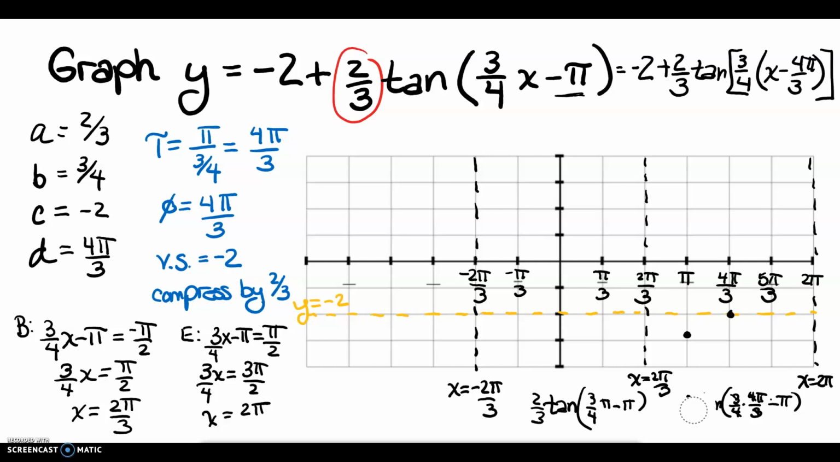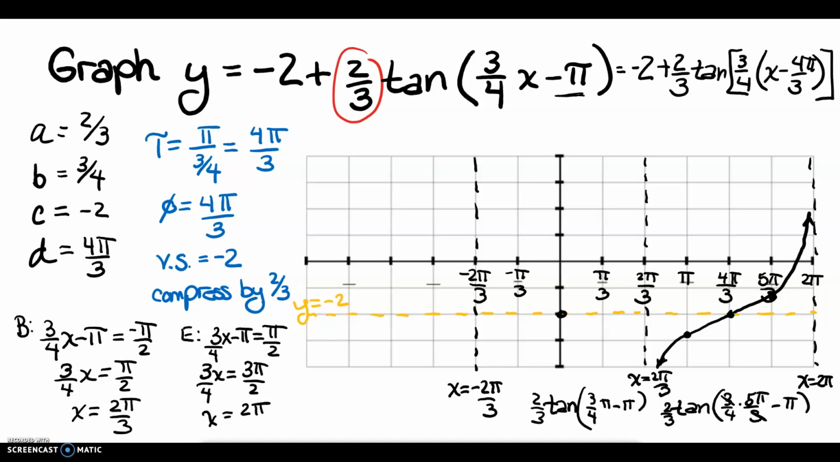And then I need my last quartile mark. Tangent of 5 pi over 3. So 3/4 times 5 pi over 3 minus pi. That cancels out. 5/4 minus 1 is 1/4. Tangent of pi over 4 is 1. So now I have -2 plus 2/3. I'm going to add 2/3 to -2. It'll be here. So my graph is going to look like this.